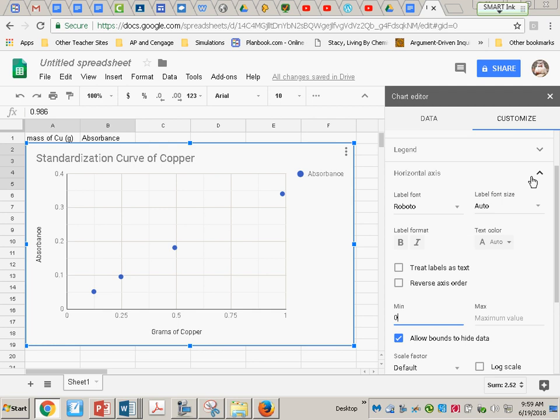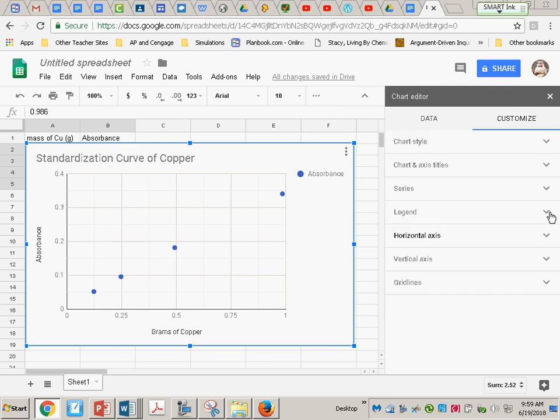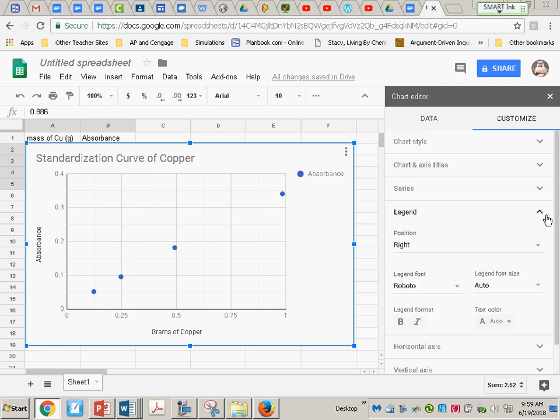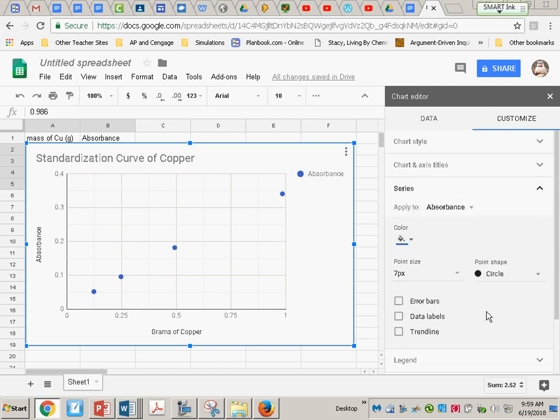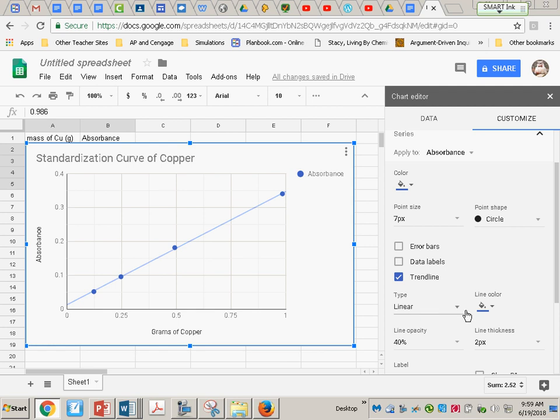So this is also going to be under Customize, and it's going to be under Legend. Okay, Legend right here. Nope, sorry, lied. Series. It's under Series. And right here, trend line. Under series, if you click trend line, then boom, you get a line of best fit. Now, it is a linear line because in this case the data is definitely linear, but you can adjust this. You could do exponential or logarithmic if you needed. This is a linear graph, so we're going to keep it as linear.